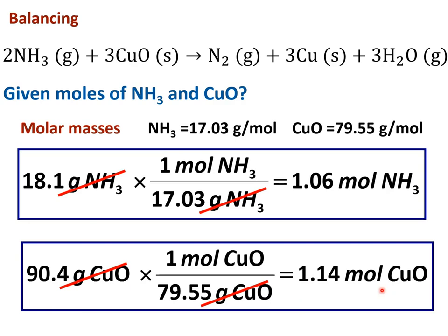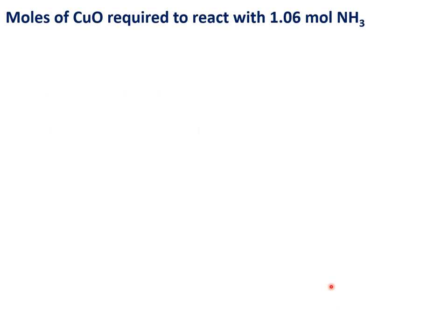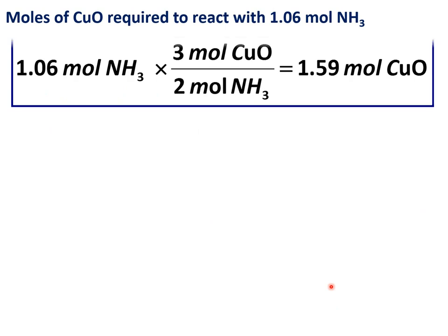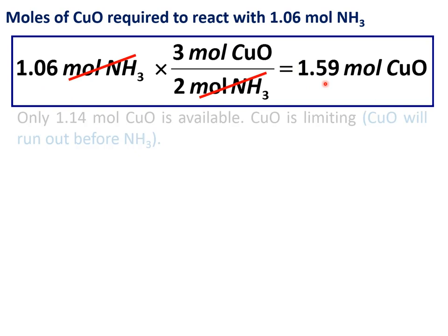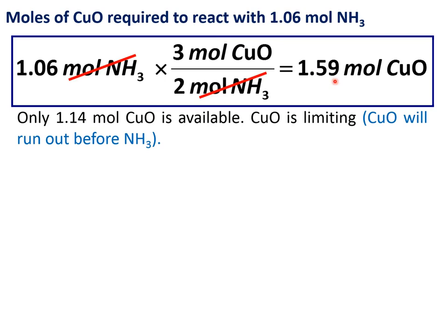Then copper oxide is limiting. Okay, let us apply the rule that we have taken. The number of moles of copper oxide required to react with 1.06 moles of ammonia is 1.59 according to the stoichiometry. This is the number of moles of ammonia, and this is the stoichiometry 3/2. So it requires 1.59. Do we have 1.59? We do not have. We have only 1.14. Then copper oxide is limiting. Let us verify this answer.